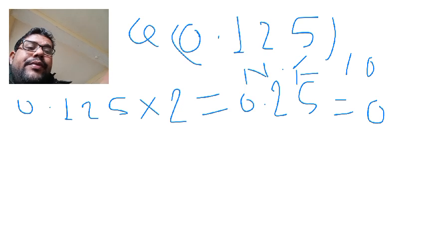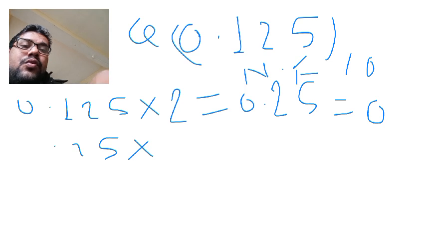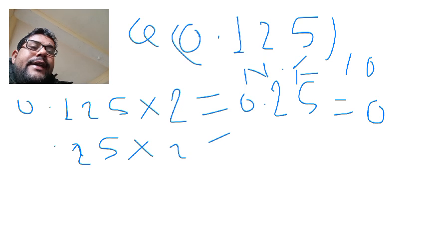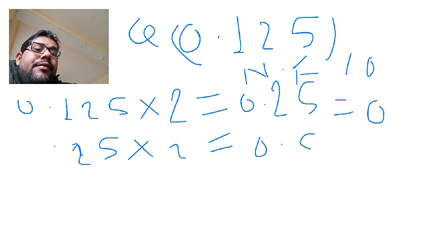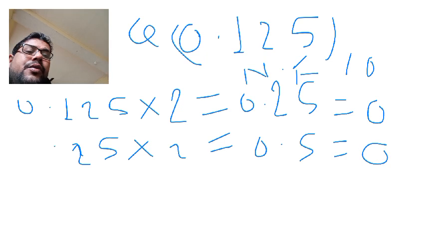We will take the new fraction 0.25 and multiply by 2. So we will get 0.5, and here again, after the decimal point the fraction is 0, then the new fraction is 0.5. So again this 0.5.